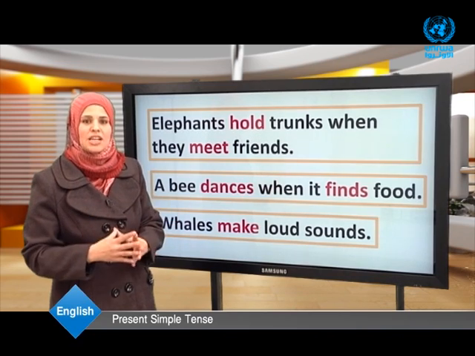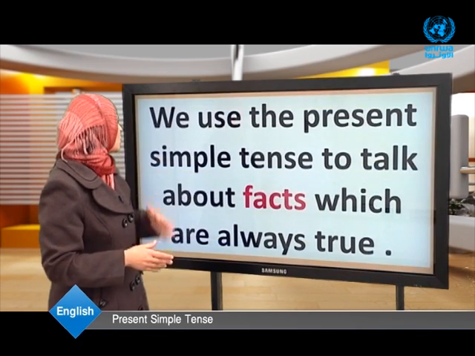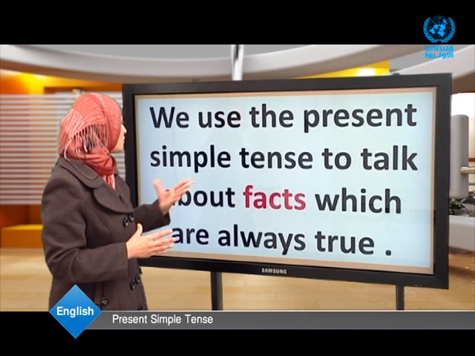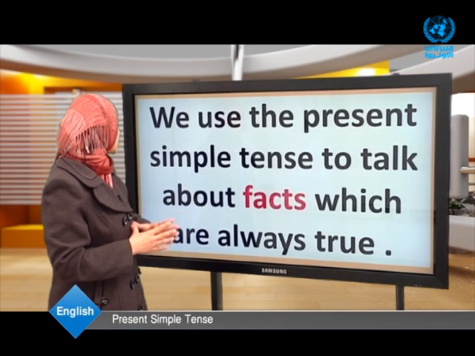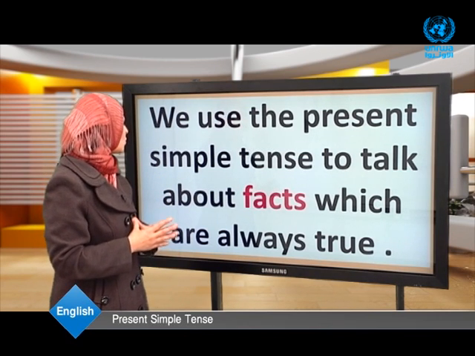So from all these examples, we can conclude that we use the present simple tense to talk about facts, which are always true. The conclusion once again, we use the present simple tense to talk about facts, which are always true.